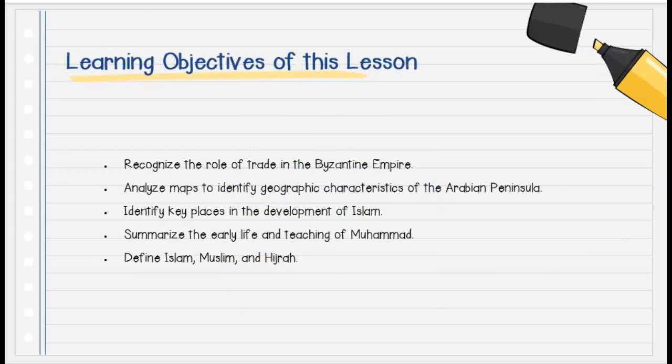Learning objectives of this lesson: recognize the role of trade in the Byzantine Empire, analyze maps to identify geographic characteristics of the Arabian Peninsula, identify key places in the development of Islam, summarize the early life and teaching of Muhammad, and define Islam, Muslim, and Hijrah.